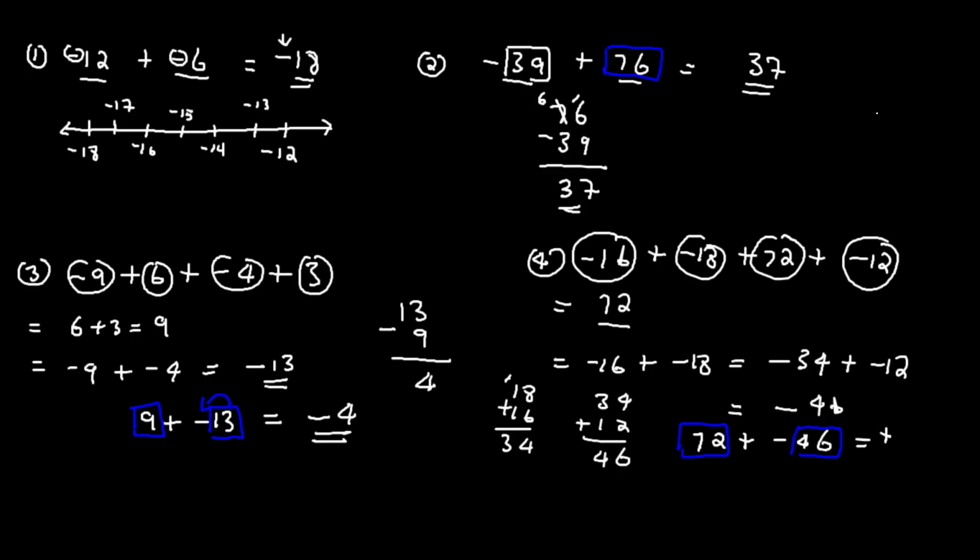I will do it over here. 72 minus 46. We cannot subtract 6 from 2, so we need to borrow. Now 12 minus 6 will be 6, and 6 minus 4 will be 2, 26. So our final answer, we don't need a positive sign, it's 26.